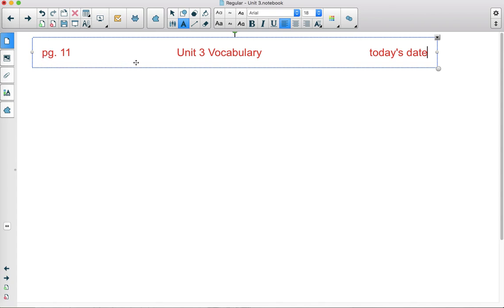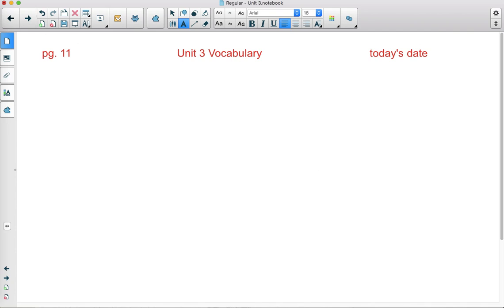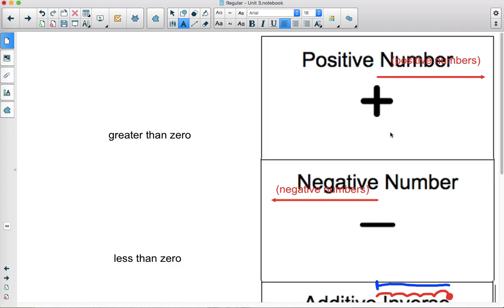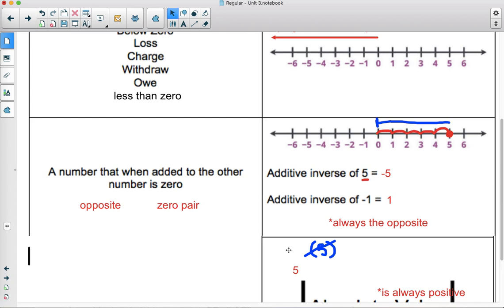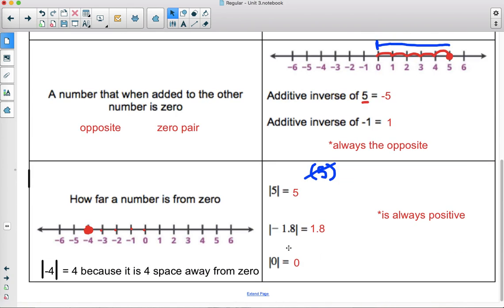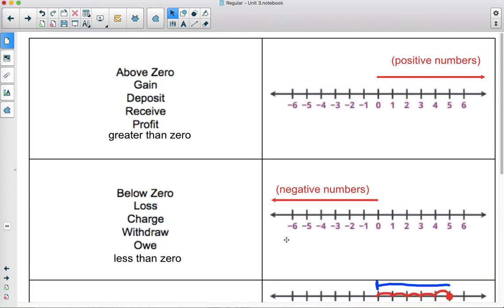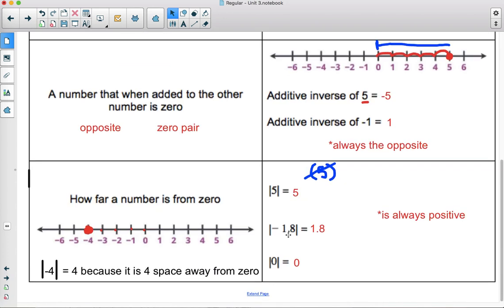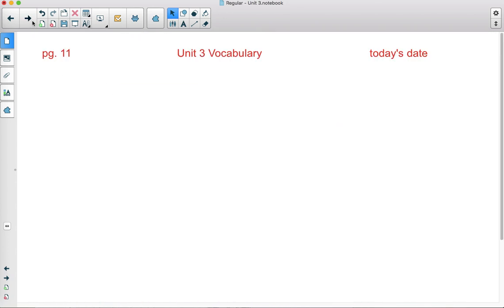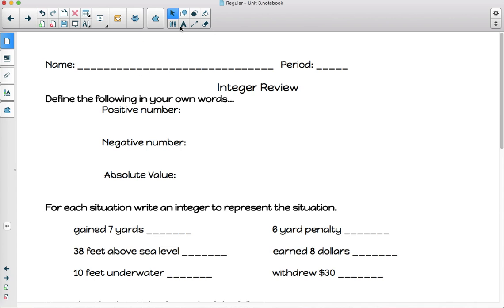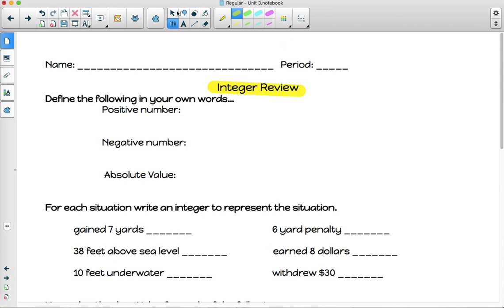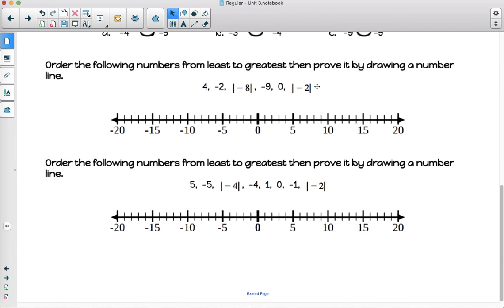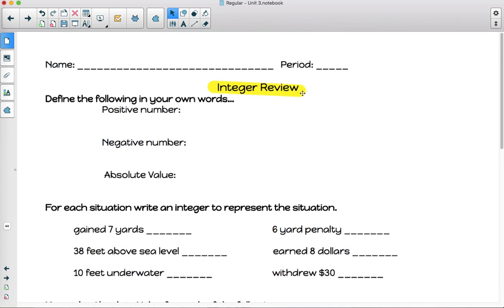Okay, and then you're going to actually go ahead and glue this notes page into your math journal so that when you open it, you're able to open into the inside and see all of these examples here. Okay, when that is done, you guys need to grab this integer review sheet. It's a whole page, but you should have plenty of time to work on it.